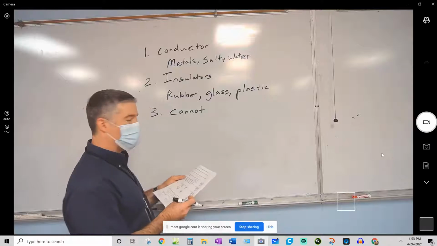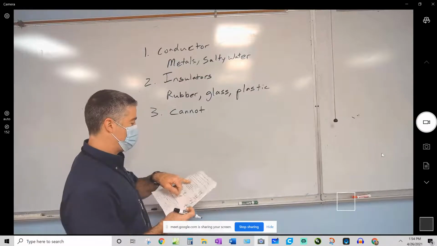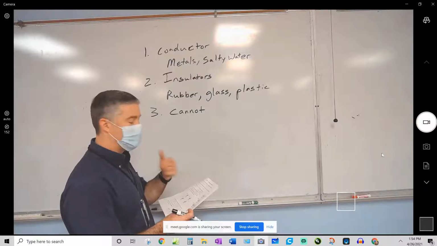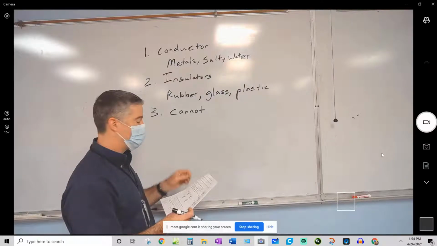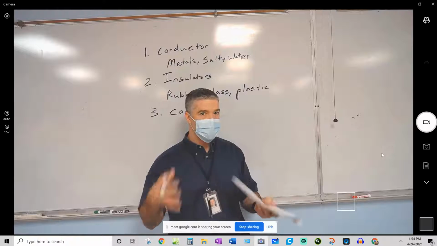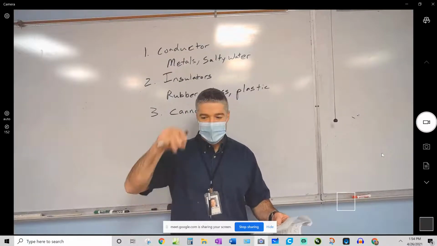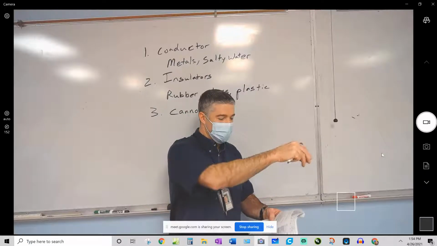And I added the word "solid." Does your sheet say protons cannot flow through solid conductors? Okay. Because they really can if you have salty water or water with a bunch of positive and negative ions, then those little bits of the water can flow from one side to the other.